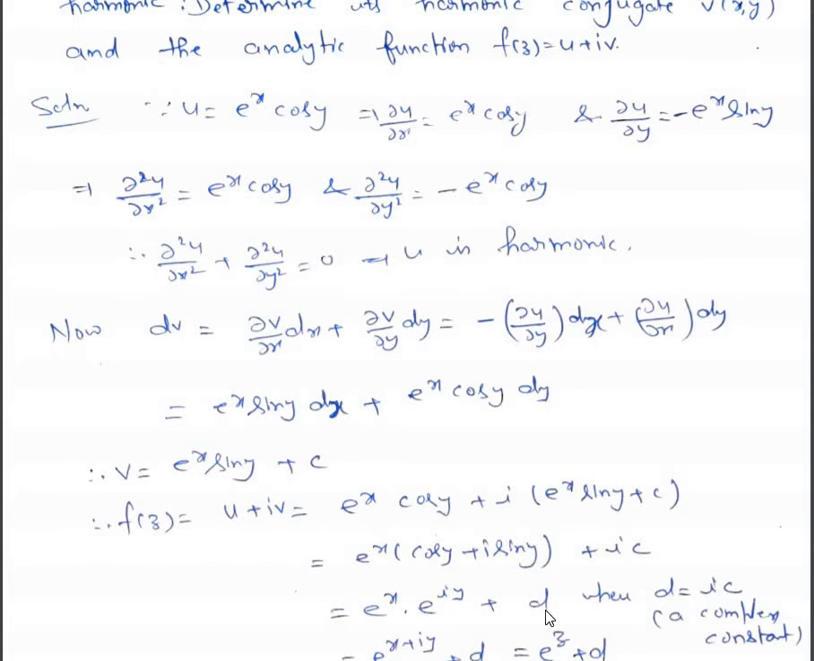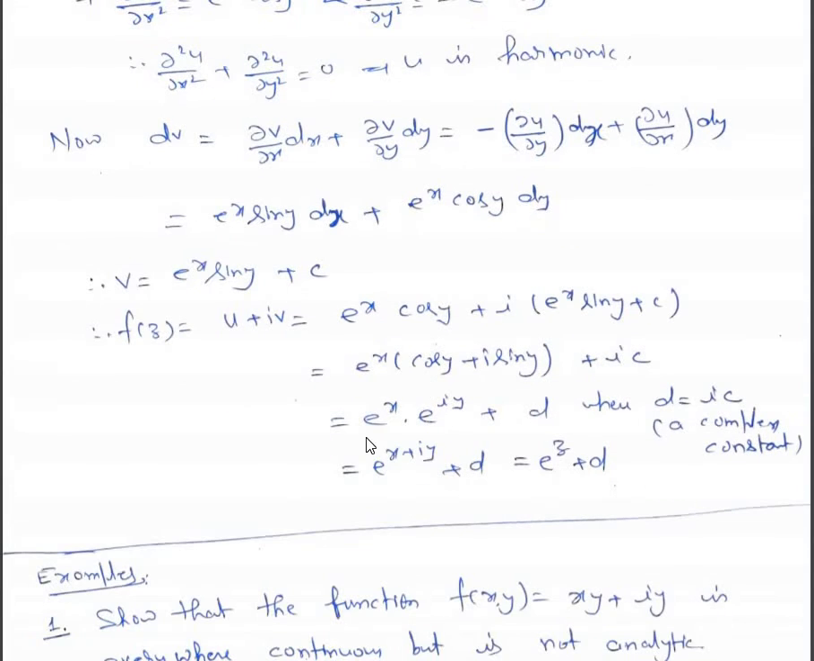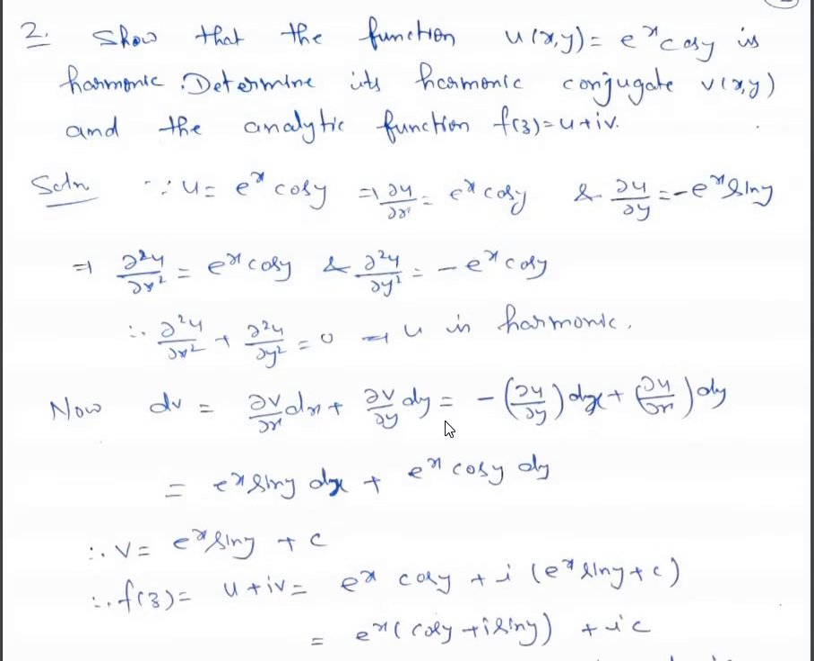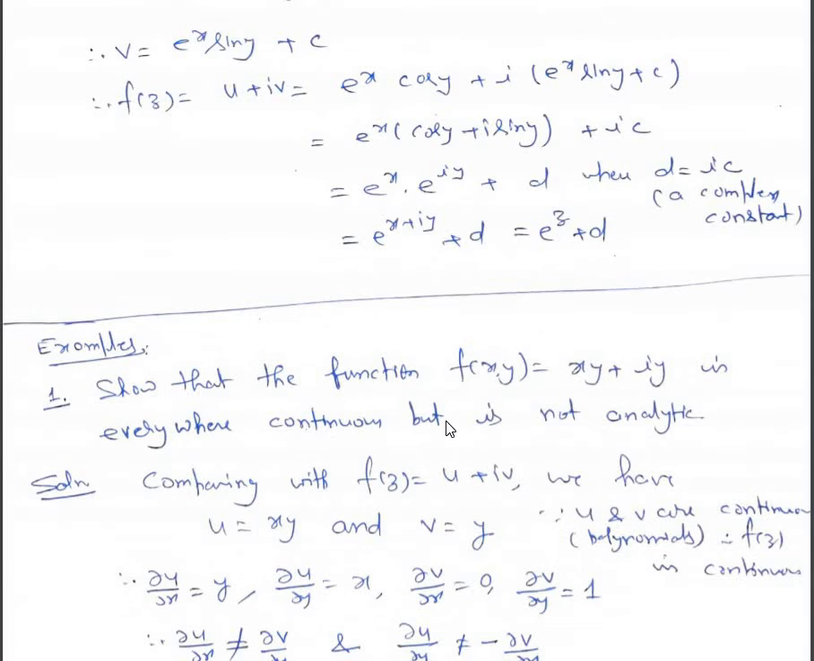We write it as d, and cos y plus i sin y is e^(iy), which can be written as e^(x+iy) plus d, and x plus iy is z. So this is e^z plus d. So f(z) is e^z plus d. So this is the second method for constructing analytic functions.